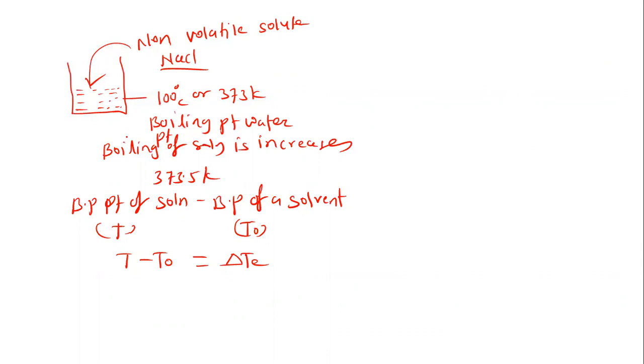So delta TE is the elevation in boiling point of a solvent. When the solute is added to the solvent, it becomes a solution, and the boiling point of that solution will be higher than the boiling point of the solvent. Due to the addition of the non-volatile solute, the vapor pressure is reduced, and due to the decrease in vapor pressure, we require more temperature to boil the solution. Therefore, the boiling point of the solution is higher than the boiling point of the solvent.